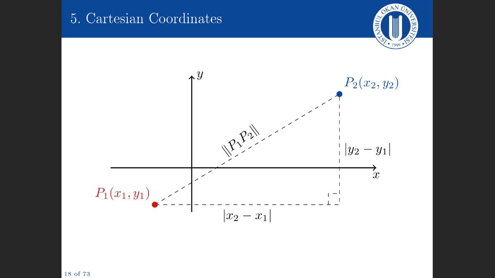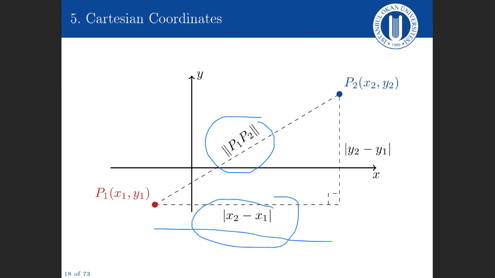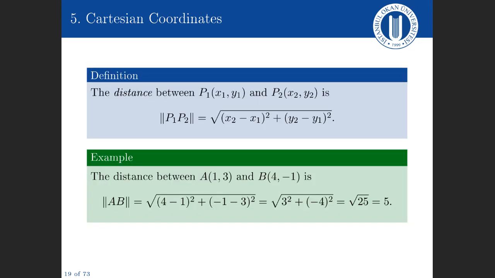We can measure the distance between 2 points. The distance between P1 and P2 we write as double vertical line, P1, P2, double vertical line. And we can calculate this using Pythagoras. The base of this triangle is the absolute value of x2 minus x1. The height of the triangle is the absolute value of y2 minus y1. So by Pythagoras, the distance squared must be the base squared plus the height squared. Or in other words, the distance between P1 and P2 must be the square root of x2 minus x1 squared plus y2 minus y1 squared.